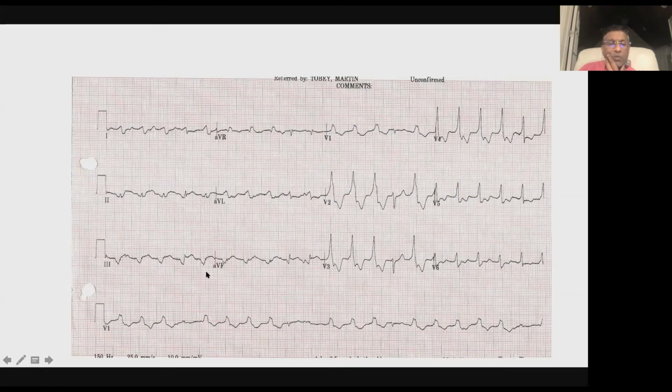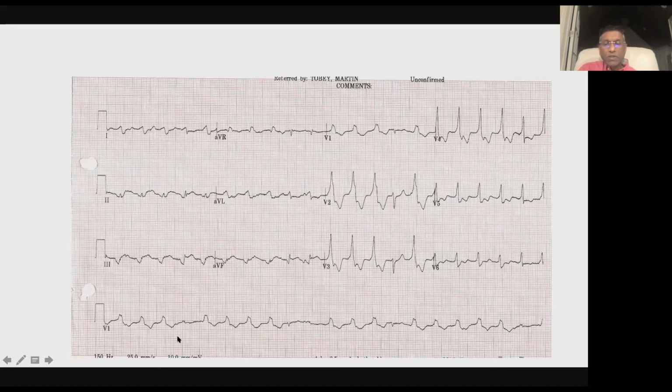And I would also think that this is probably a fusion beat here. This looks kind of squishy down here, a little small, low amplitude QRS. But look at this, this is pointing in the other direction. It doesn't look entirely like a sinus conducted beat here, and it doesn't look entirely like a VT beat either. It looks somewhere in between, so this is a fusion.